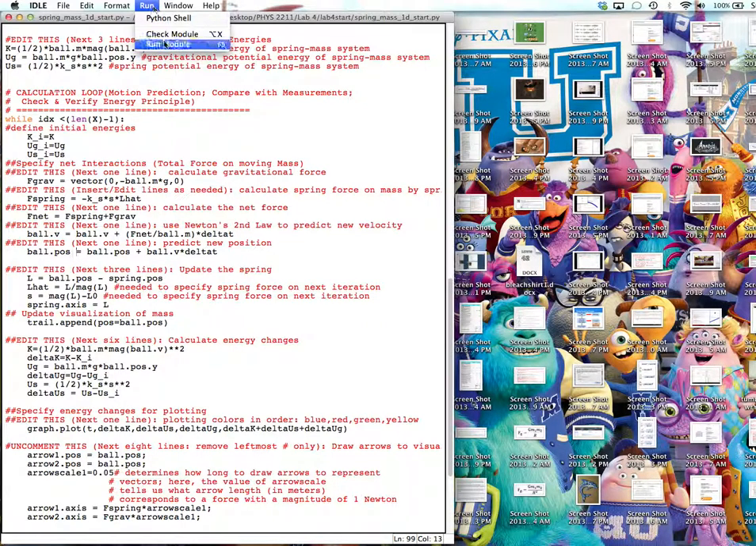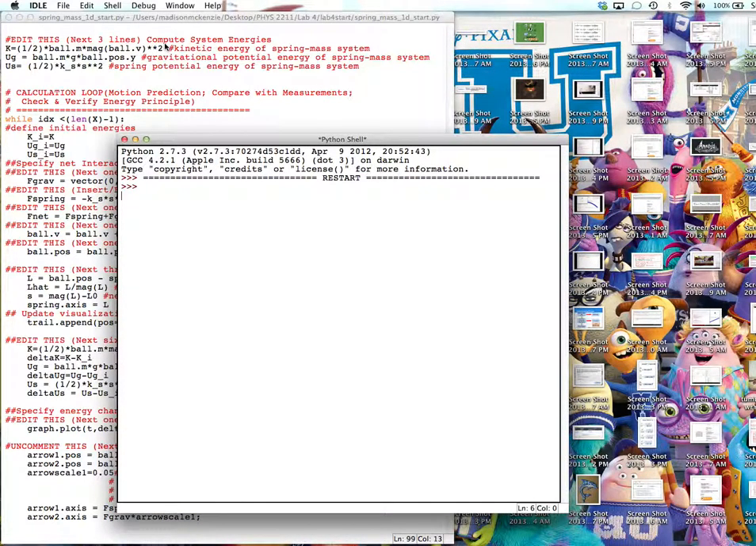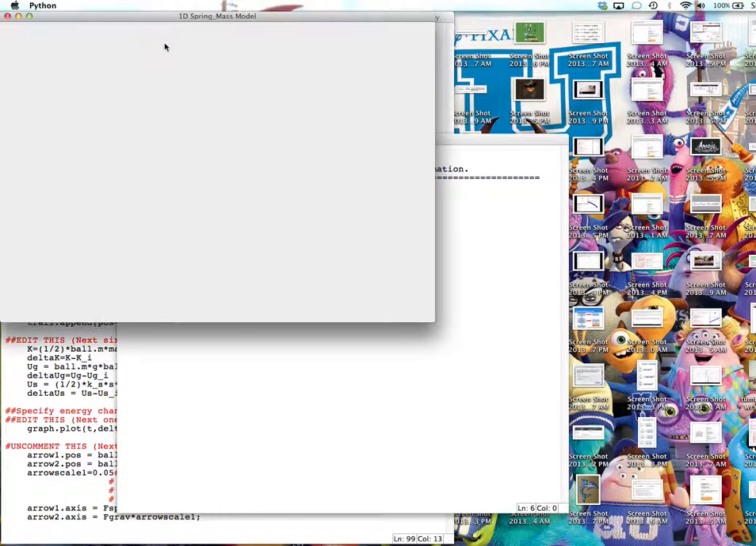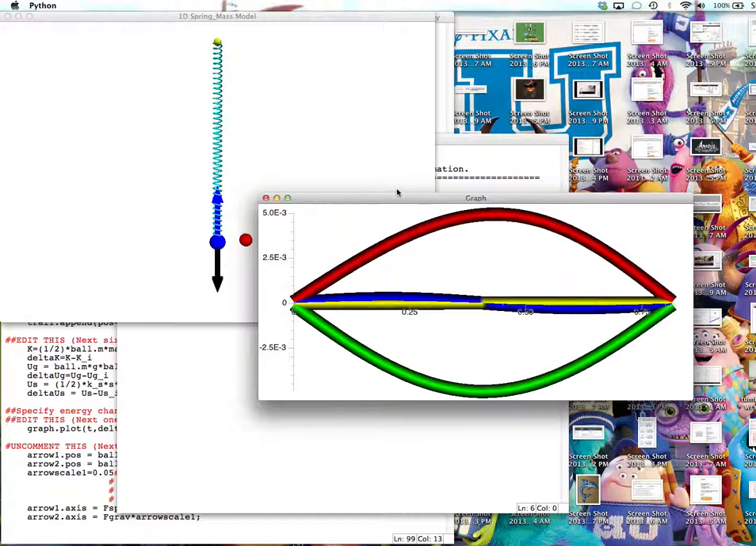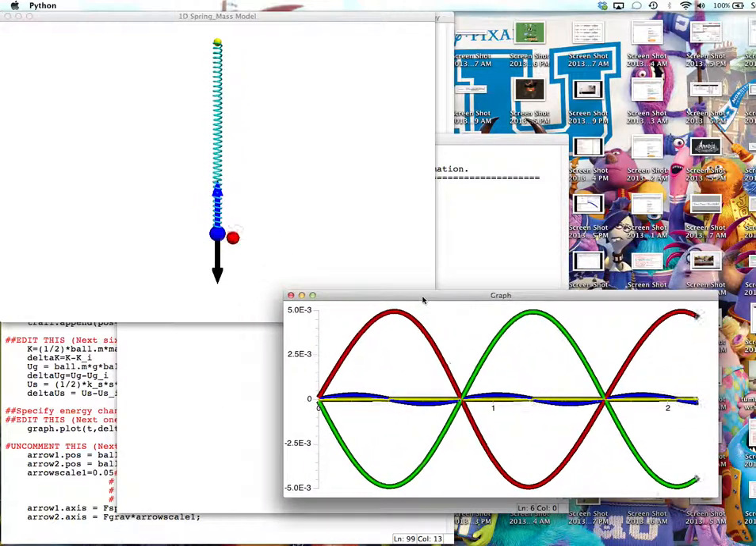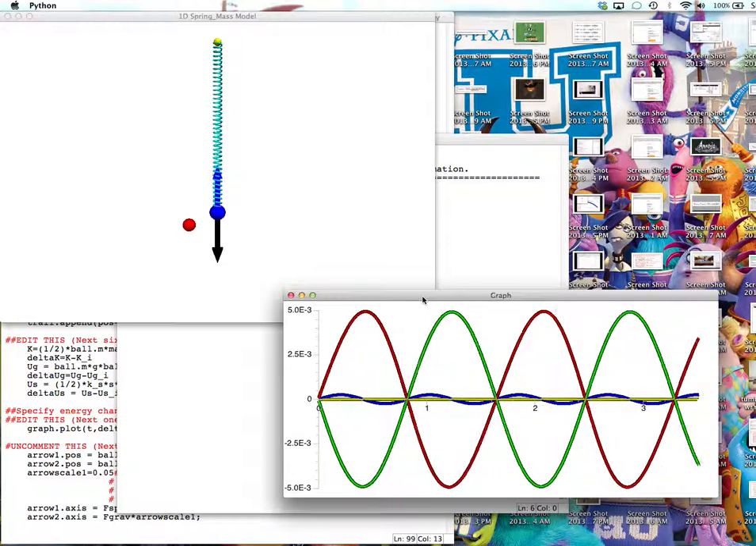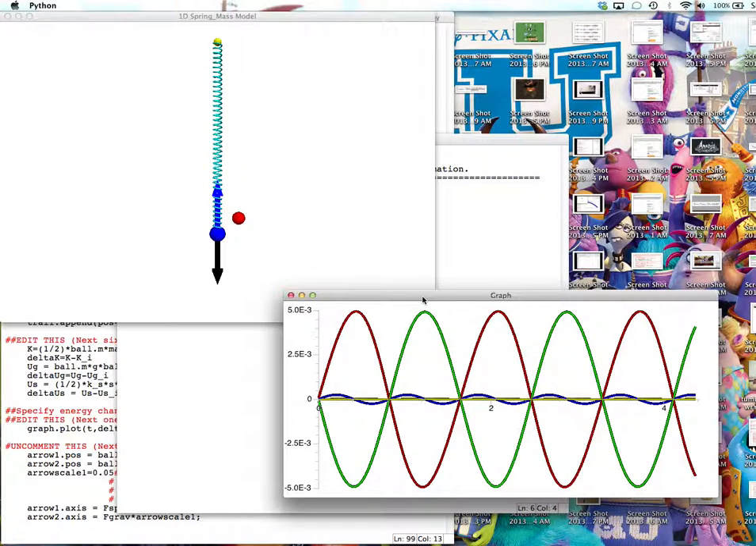When run, the code looks like this. From this graph, we can see that the energy principle was satisfied because the yellow line indicating this value is shown at 0, meaning that there was no change in the total energy of the system.